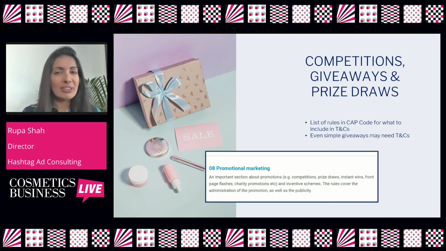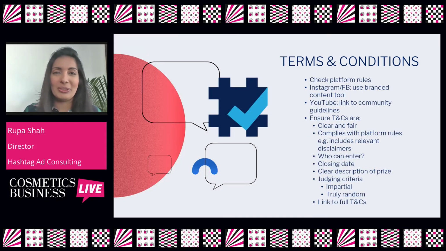So be aware, even if it's a simple giveaway, that the brand ambassador is including all the information they need to include. So the terms and conditions should have things like the starting date and closing date, how to enter, all of that obvious information, but sometimes it can get missed off. And that's the type of thing that could get complained about very easily.